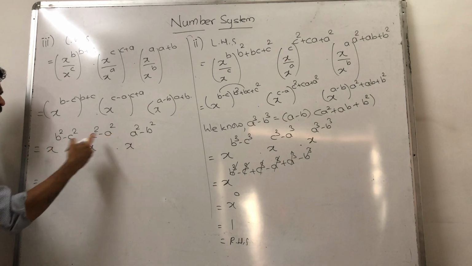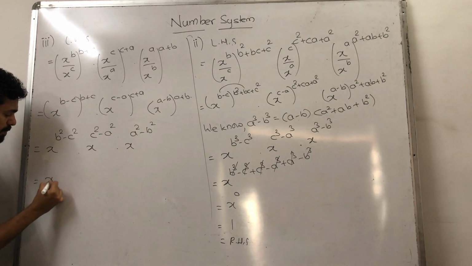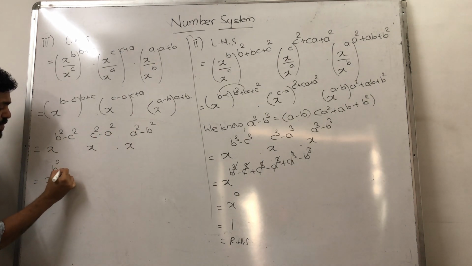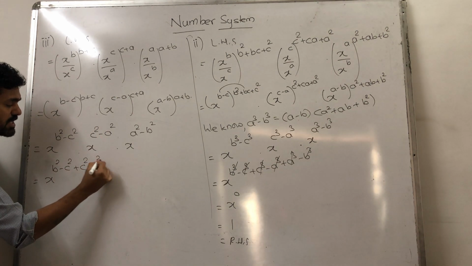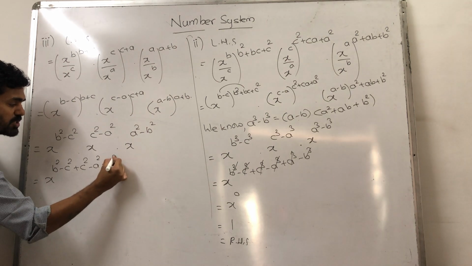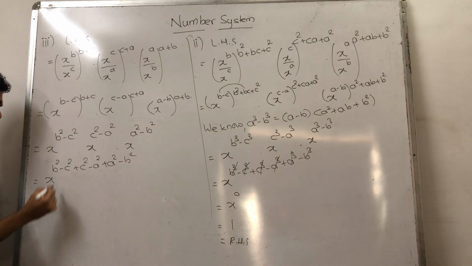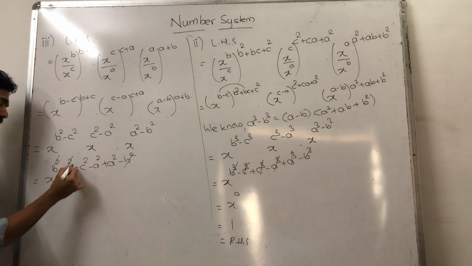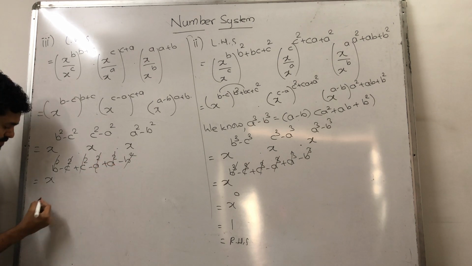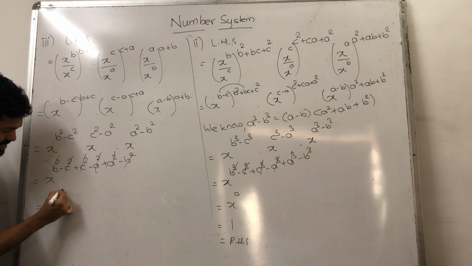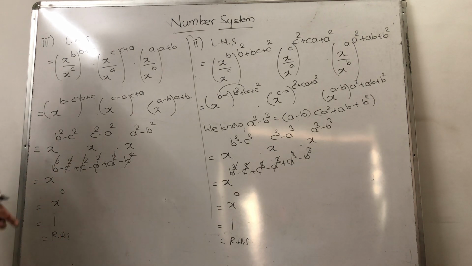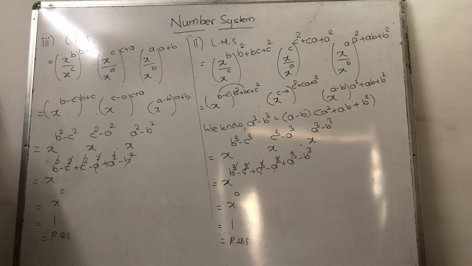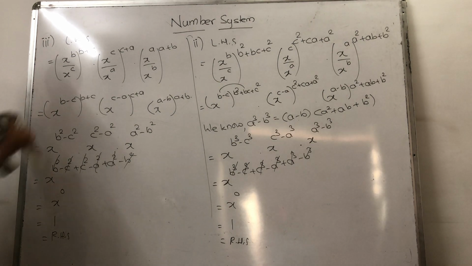Same base x, so in multiplication relation you can add the power, so it is b square minus c square plus c square minus a square plus a square minus b square. Everything gets cancelled. It is 0 at the exponent. Now x raised to 0 is 1, which is nothing but your RHS. So that was question number 7. All three sums.